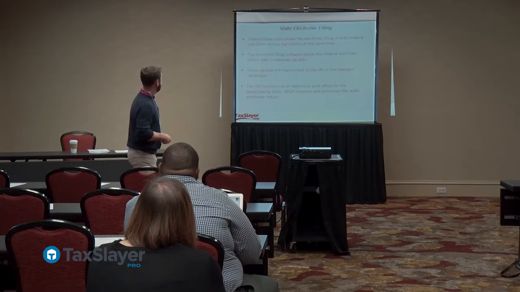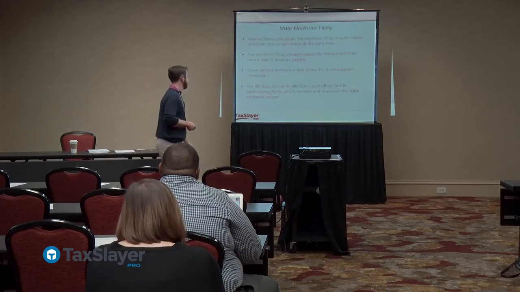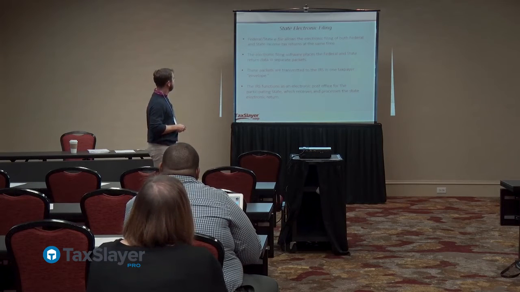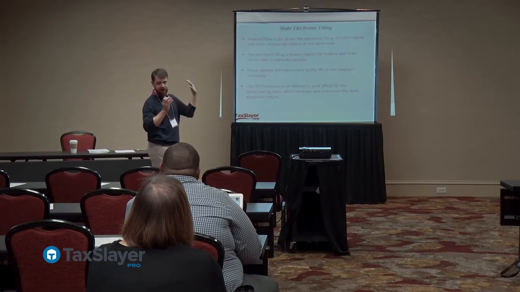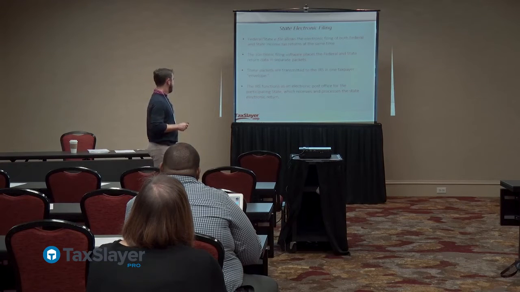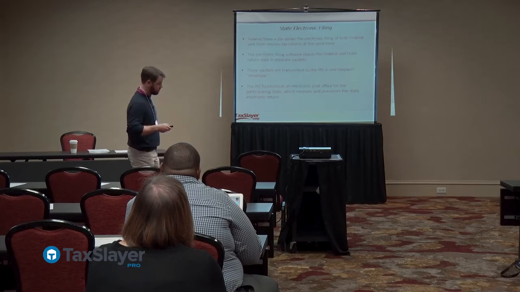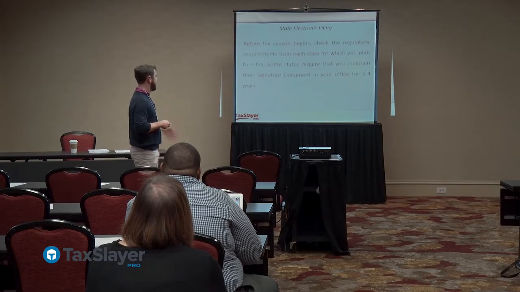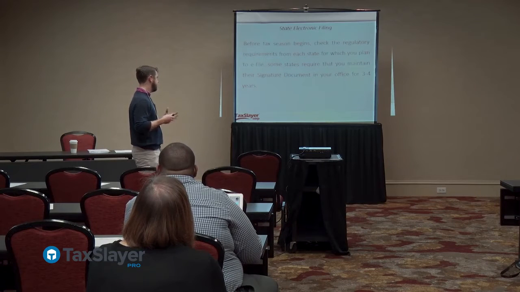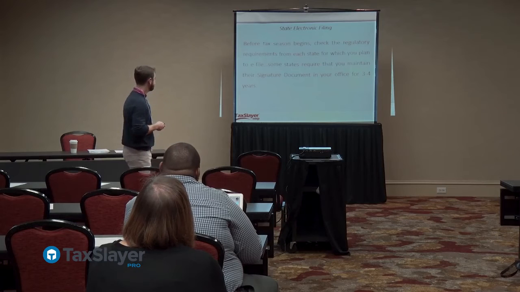Okay, starting to talk here about the state and electronic e-filing. Federal state e-file allows for the electronic filing of both federal and state income tax returns at the same time. The electronic filing software places the federal and state return data in separate packets. These packets are then transmitted to the IRS in an envelope. The IRS functions as an electronic post office for the participating state, which receives and processes the state electronic return. Most of you know that. Before tax season begins, check the regulatory requirements for each state in which you plan to e-file. Some states require that you maintain their signature document in your office for 3 to 4 years.